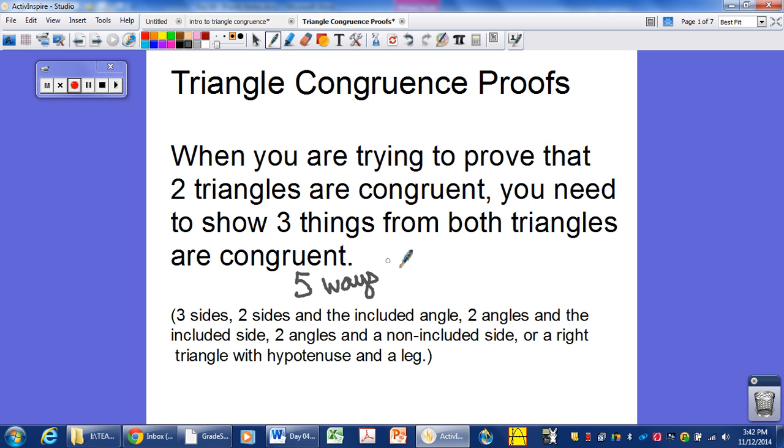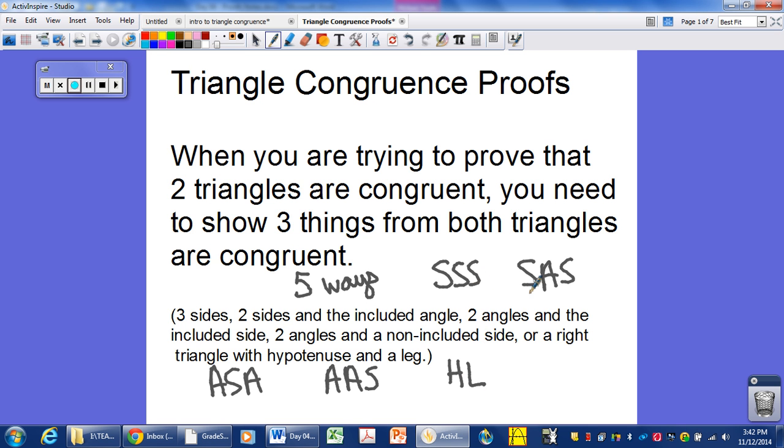Remember, there's side, side, side. That's the 3 sides one. There's side, angle, side. There is angle, side, angle. Angle, angle, side. And of course, in a right triangle, hypotenuse, leg. So these are the 5 things that you have to show in order to have two triangles being congruent. Remember, there are 3 things that you need to show, one of these 5 different ways. Okay?